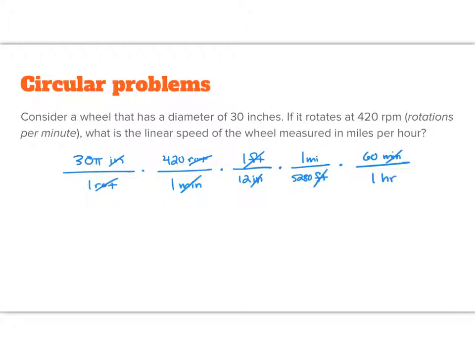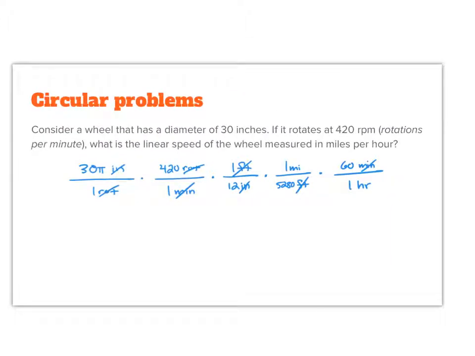So the minutes cancel. So we've got 30 pi times 420 times 60 over 12 times 5,280. So about 37.5 miles per hour.